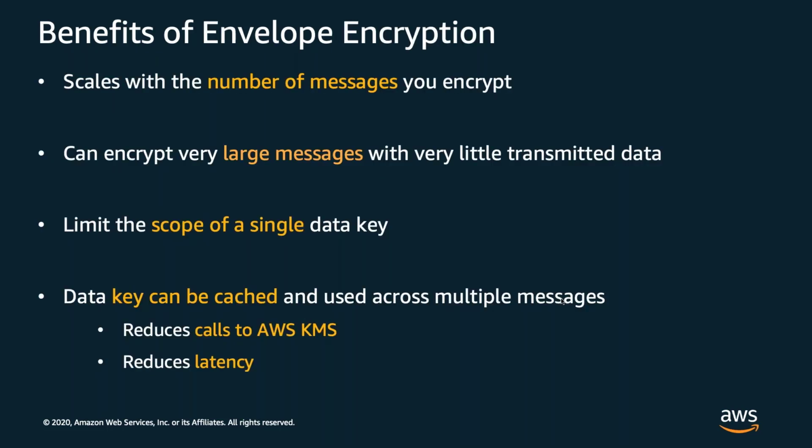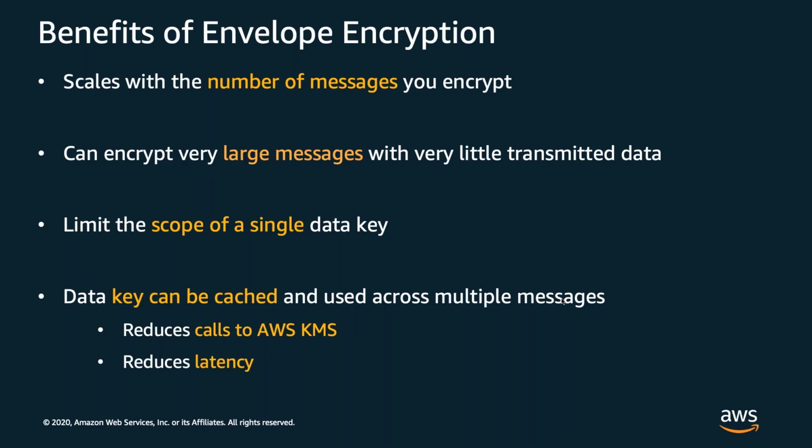There are several benefits of using envelope encryption. It scales with the number of messages you encrypt, as we just saw with the data key introduction. You can encrypt very large messages with very little transmitted data. You can limit the scope of a single data key as it only helps decrypting that particular piece of plain text, which it is attached to. Data key can be cached and used across multiple messages, so it reduces calls to AWS KMS and also reduces latency.